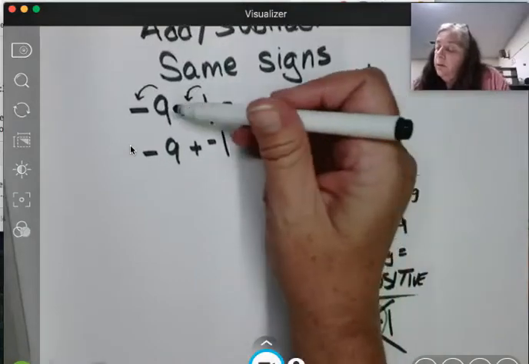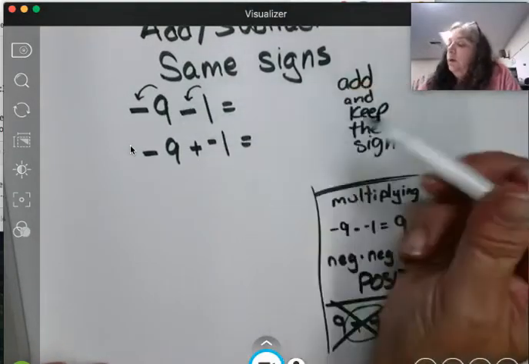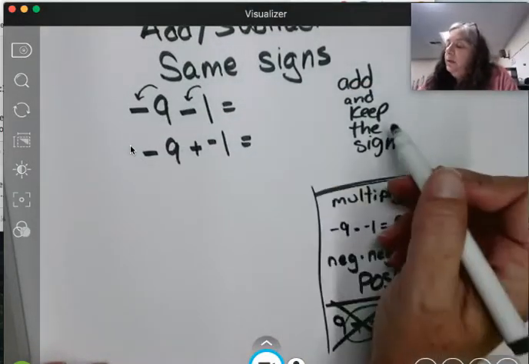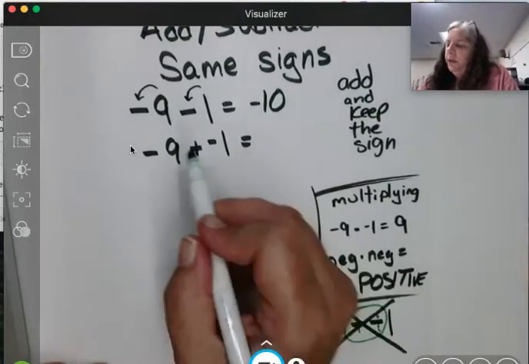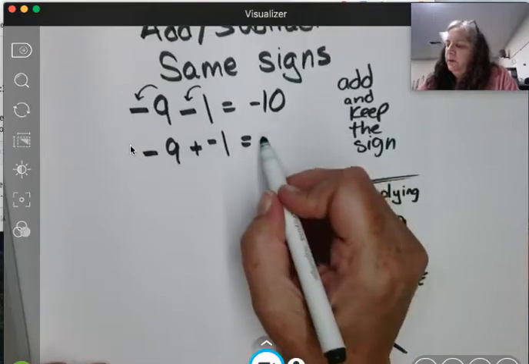These are -9 minus 1. Add it. 9 plus 1 is 10. Keep the sign. The big one always wins anyway. It's -10. -9 plus -1, -10.